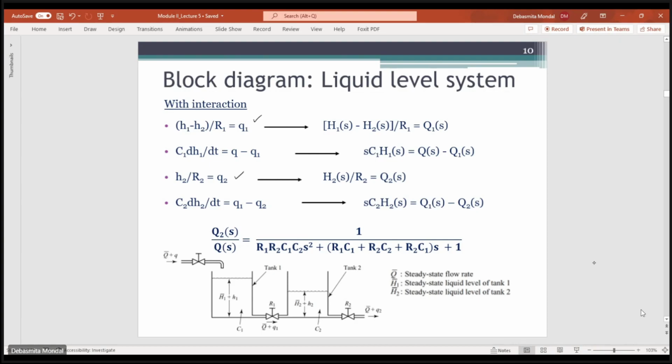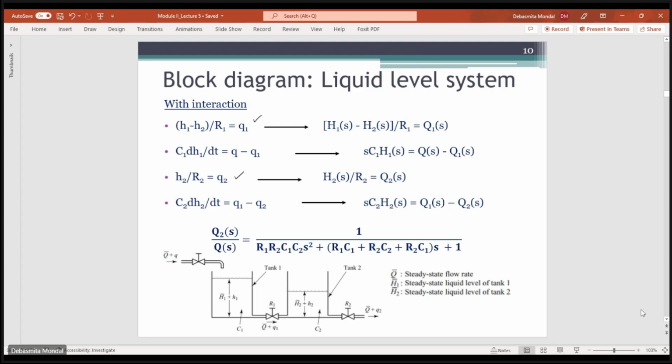Now you just take the Laplace transform. So this becomes H1s minus H2s by R1 equals Q1. Similarly, you have 4 different differential equations. From these 4 equations, you can find the overall transfer function of the system. The overall transfer function is the output, which is Q2, divided by the input, that is Qs. So the overall transfer function is given by an equation like this.